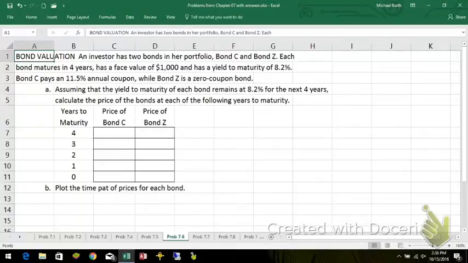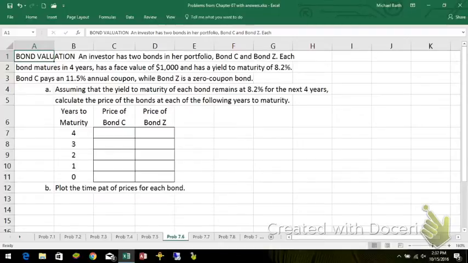All right, this is problem 7.6 from Brigham and Houston, Fundamentals of Financial Management, Concise 9th edition. We're looking at two bonds here, Bond C and Bond Z. Bond C is a coupon paying bond that matures in 4 years with a face value of $1,000, a yield to maturity of 8.2%, and an 11.5% annual coupon. Bond Z is a zero coupon bond, so everything else is the same. It also matures in 4 years, has a par value of $1,000, and a yield to maturity of 8.2%.